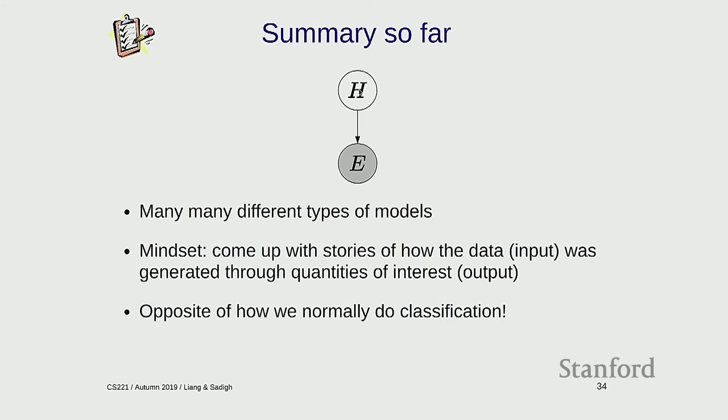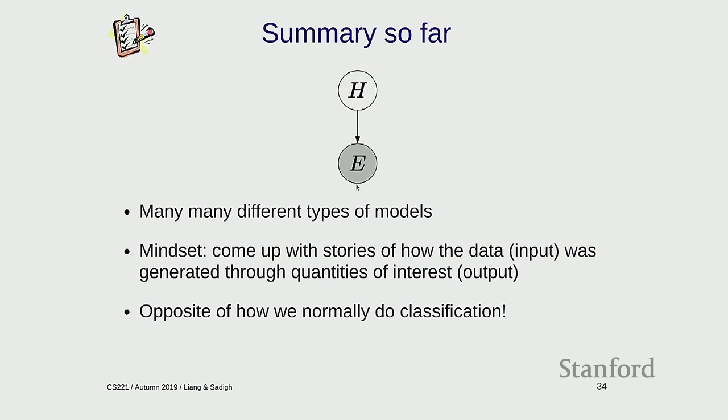There's some set of variables, H, which you don't observe, and that generates or causes a set of variables, E, which you do observe. So the mindset when you're designing Bayesian networks is you're coming up with stories of how the data you observe was generated through the quantities of interest, the output. This is maybe counterintuitive for those of you who are used to thinking about normal classification, where it's the opposite. You start with the input, and you think about what kind of things can I do to get it to a point where I can classify the input precisely. But Bayesian networks go the opposite way.